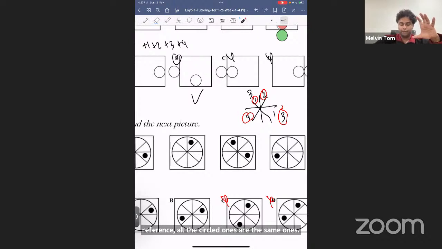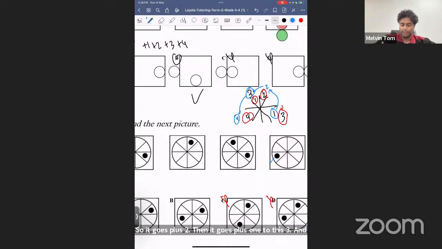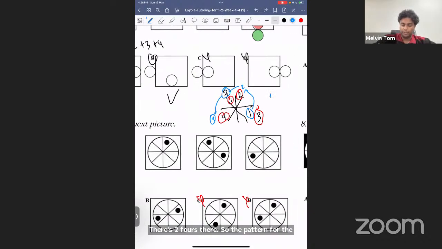So again, guys, just for reference, all the circled ones are the same ones. Now, we're left over with the uncircled ones here. So to show that, I'll use a different color to visualize it easier. From this one, by the way, remember, they're overlapping, so there's 2 2s here. So it goes to this 2 here, so it goes +2, then it goes +1 to this 3, and then it goes +2 to this 4, because again, it's overlapping. There's 2 4s there. So the pattern for the blue one is +2, +1, +2, +1.